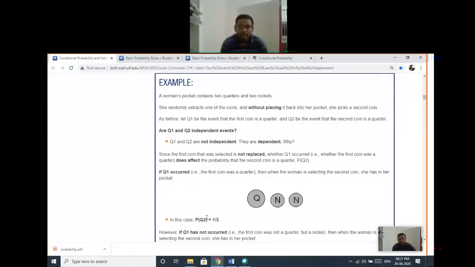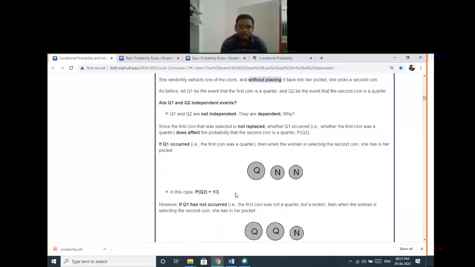Now the second time, when we have considered that it is not replaced, the total sample space is reduced by 1. Earlier it was 4, now it is reduced to 3, because one coin was already extracted in event 1. So the second time, there is only one possibility to take a quarter. So 1 upon 3, because the sample size is 3. So 1 by 3.